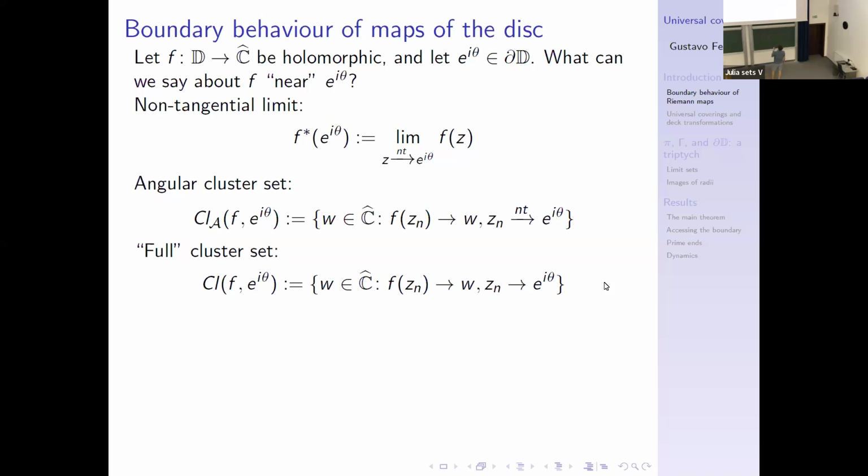I'm going to use this notation here. Then we have the angular cluster set, which is the set of all the points on the Riemann sphere that I can reach by taking a sequence that tends to e to the i theta non-tangentially. So it's the set of accumulation points of the image, as long as I restrict myself to sequences that are going to the boundary non-tangentially. And then there's the full cluster set, where I drop the restriction of non-tangential limits, and I just take all the points that I can tend towards by going towards e to the i theta.